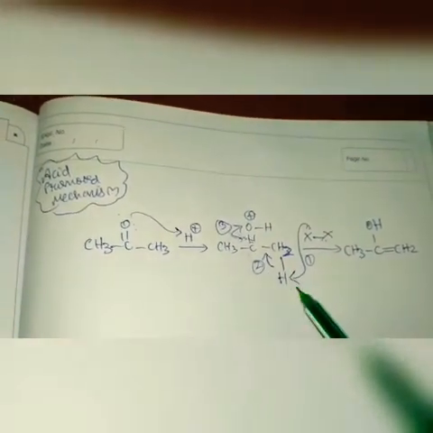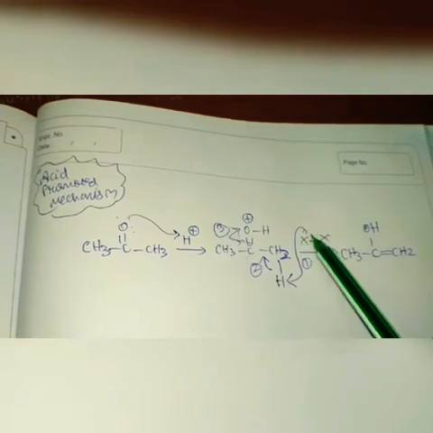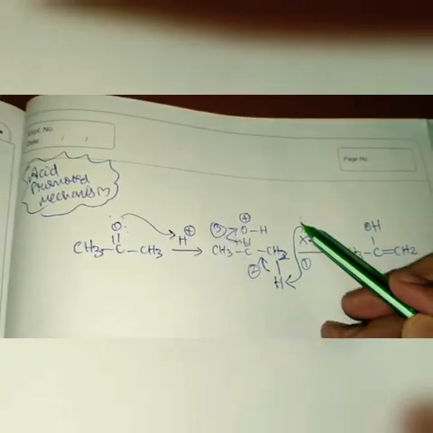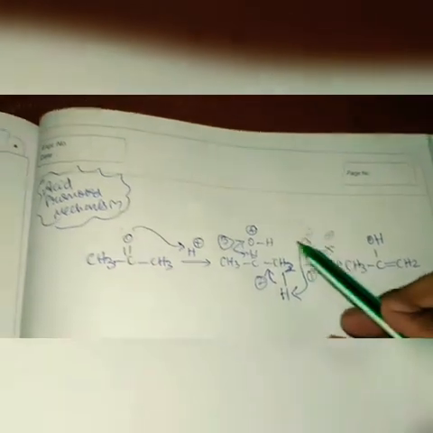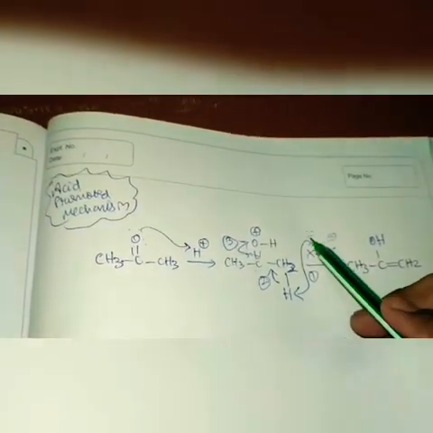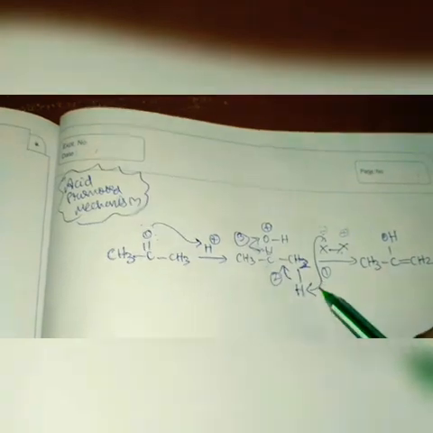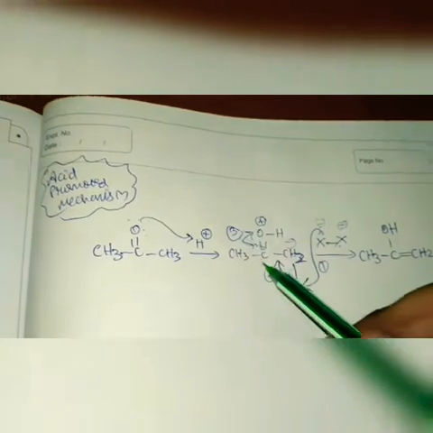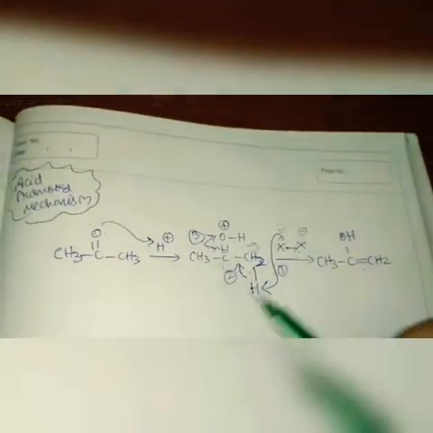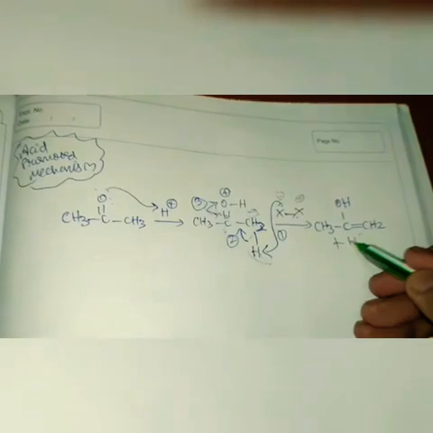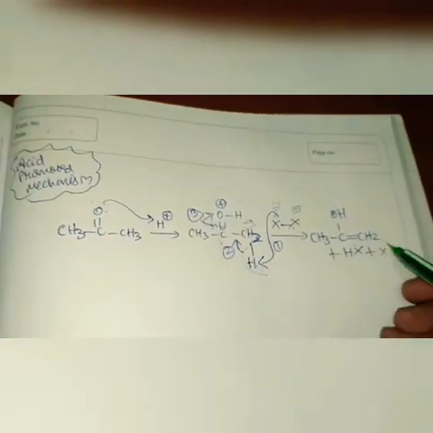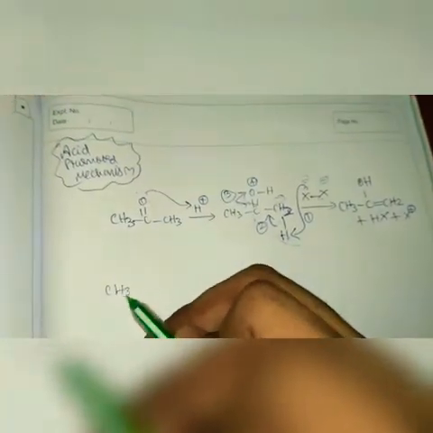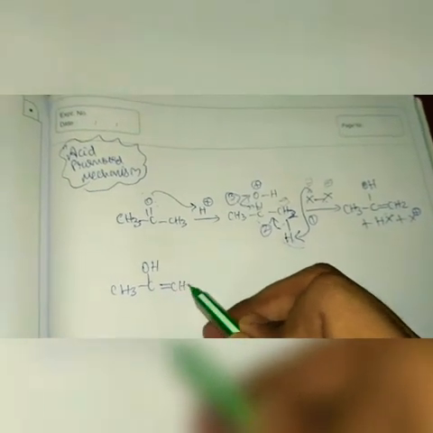Similarly, H plus leaves, because the halogen X2 breaks as X minus and X plus. The X minus abstracts this proton as H plus, right? So this goes as H plus, and you get a negative charge over here. This positive and negative form a double bond here. This is the simple idea. So plus HX, if you want, you can write, and also X plus, this is not needed actually. So this is the formation of enol, right? The acid promoted mechanism always proceeds through enol formation.